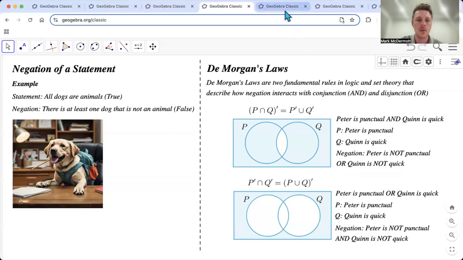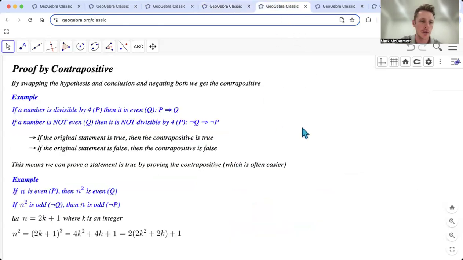Okay, let's have a look at the next thing. We're going to look at what's called proof by contrapositive. What that means is you swap the hypothesis and the conclusion and negate both, and that's what's called the contrapositive. Probably should have just read it. By swapping the hypothesis and conclusion and negating both, we get the contrapositive.